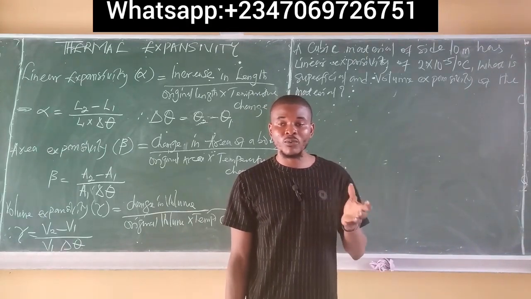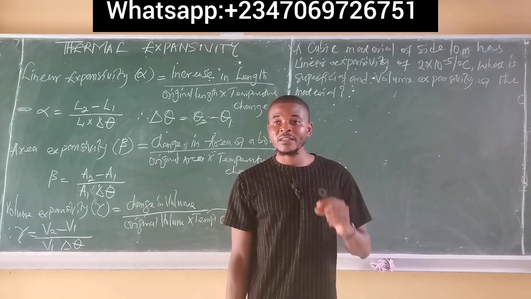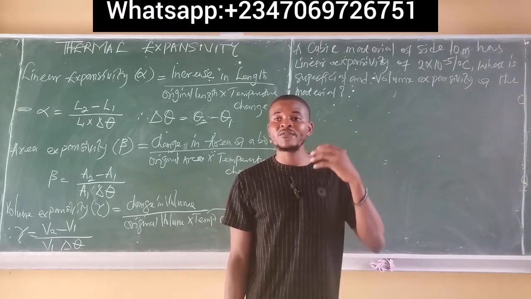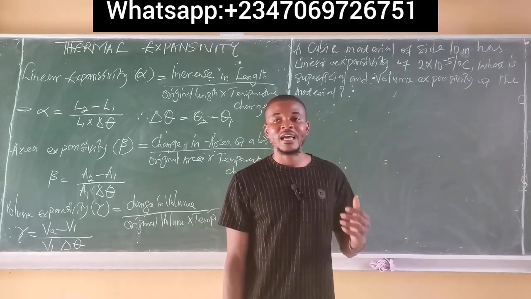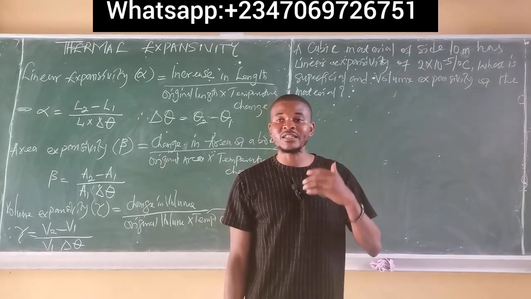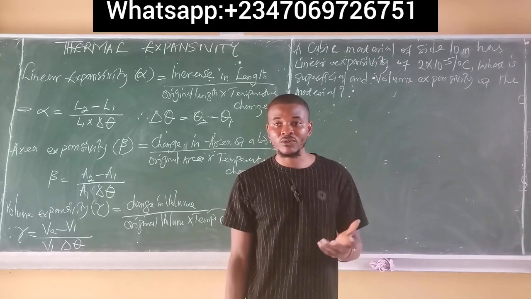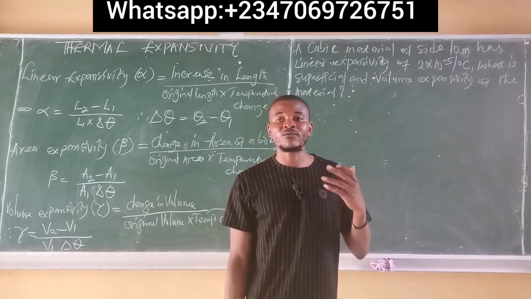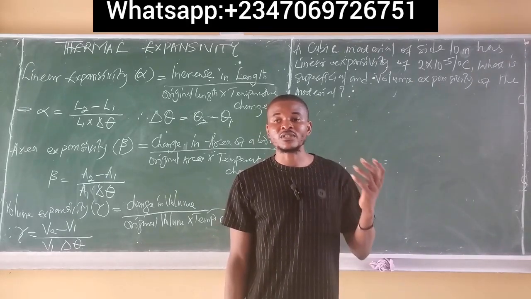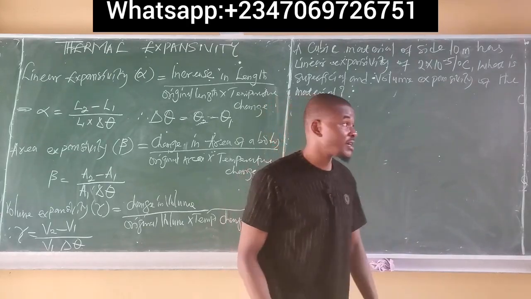But if you look through this question, you're given a cube. That's the first thing to make out in mind. You're given a cube of side 10 meters, and you're also given the linear expansivity, which is 2 by 10 to the power of minus 5 per degree Celsius. Now you're asked to find the volume expansivity and of course the area expansivity. It's as simple as this.